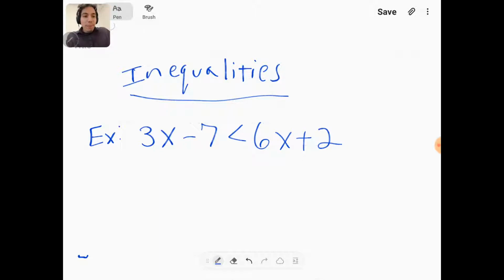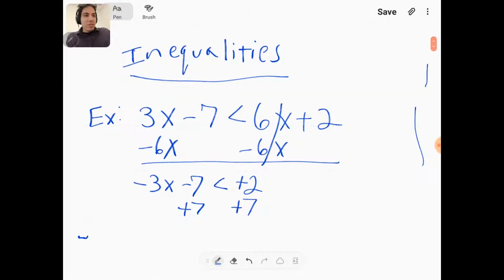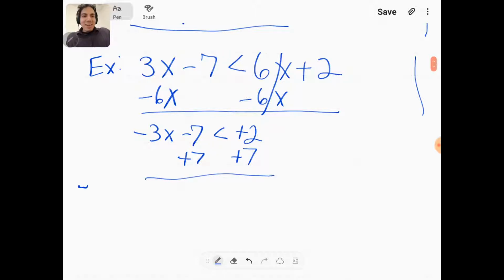Okay, so here we want to get x all by itself. And to do that, we want to move things around. I want all the x's on one side, but remember what I said: to avoid that last step to switch at the end, you want to have all your x's on the left side. So I subtract 6x on both sides first. I get negative 3x minus 7 is less than positive 2.